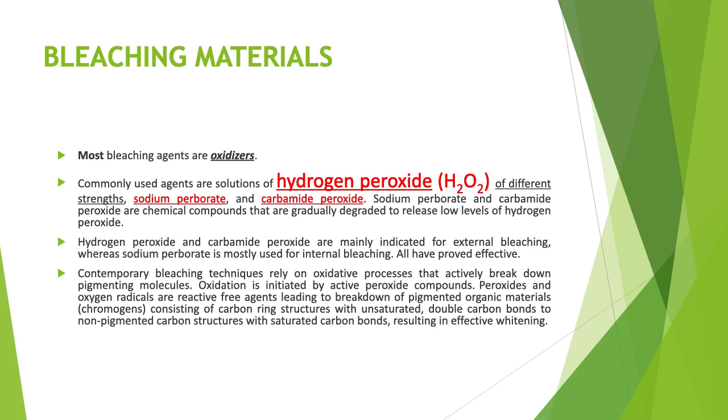The process of bleaching is an oxidation reduction reaction. The chemicals or the chromogens that cause discoloration are organic compounds that contain carbon bonds or carbon rings. So the bleaching agent or the hydrogen peroxide will oxidize these materials, converting them to molecules that are colorless.